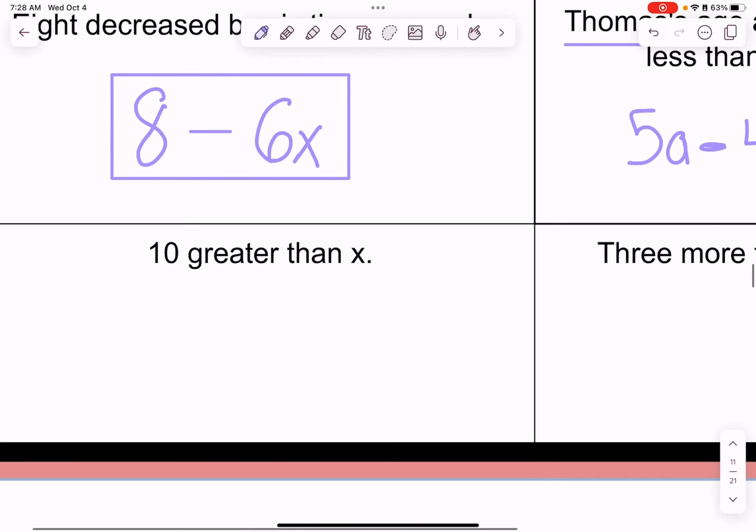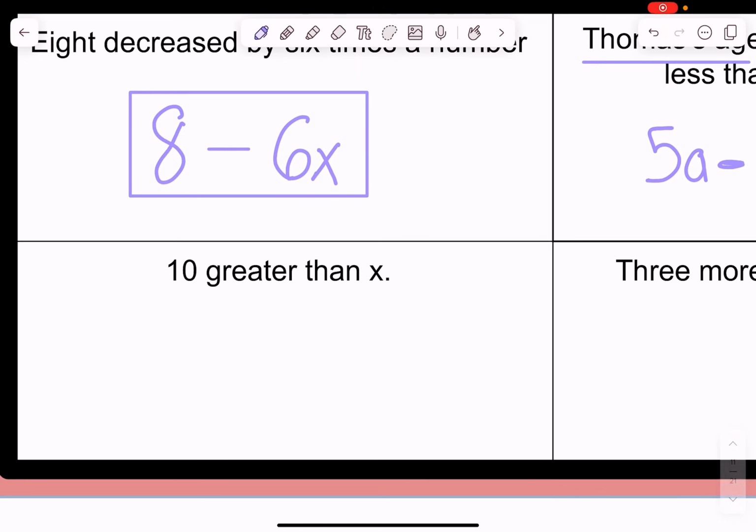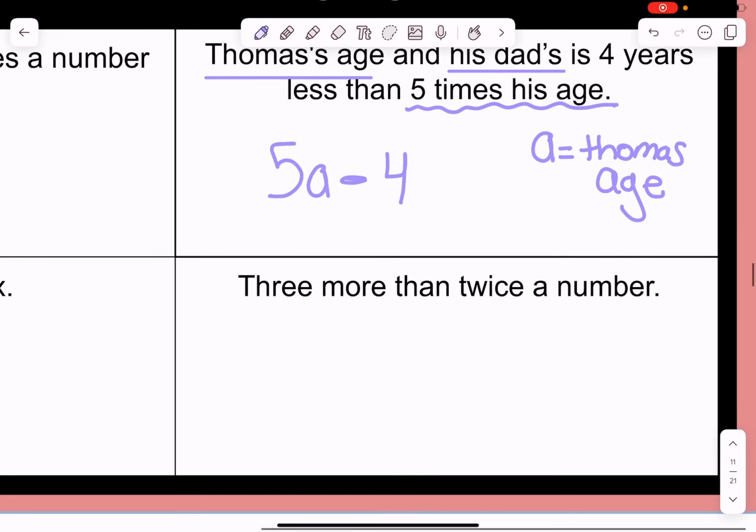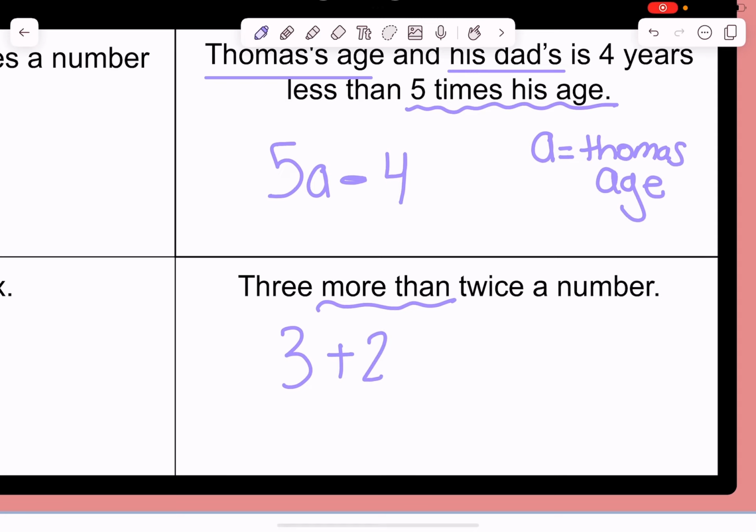Alrighty, let's look at this next one. 10 greater than x would just be 10 greater than, we put plus x. Or if you wanted to, you could put x plus 10. That's the standard form way. Alrighty, and this last one. 3 more than means to add twice a number, so 2x. Or 2x plus 3.